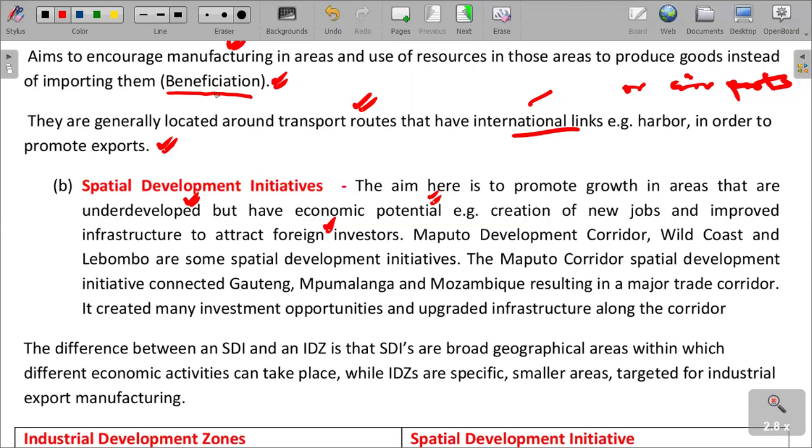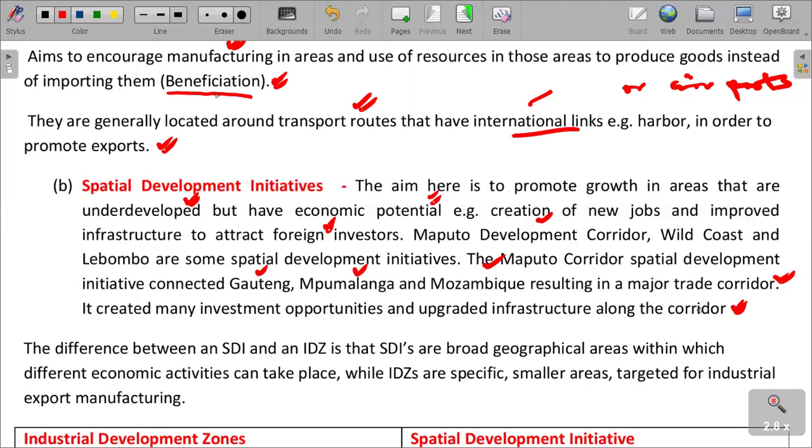We have the Maputo Development Corridor as an example. Maputo Development Corridor, West Coast, and Limpopo are some special development initiatives. The Maputo Corridor initiative connected Gauteng, Mpumalanga and Mozambique, resulting in a major trade corridor. So there is a trade relationship that is established because of the corridor that is created. It created many investment opportunities and upgraded infrastructure along the corridor.